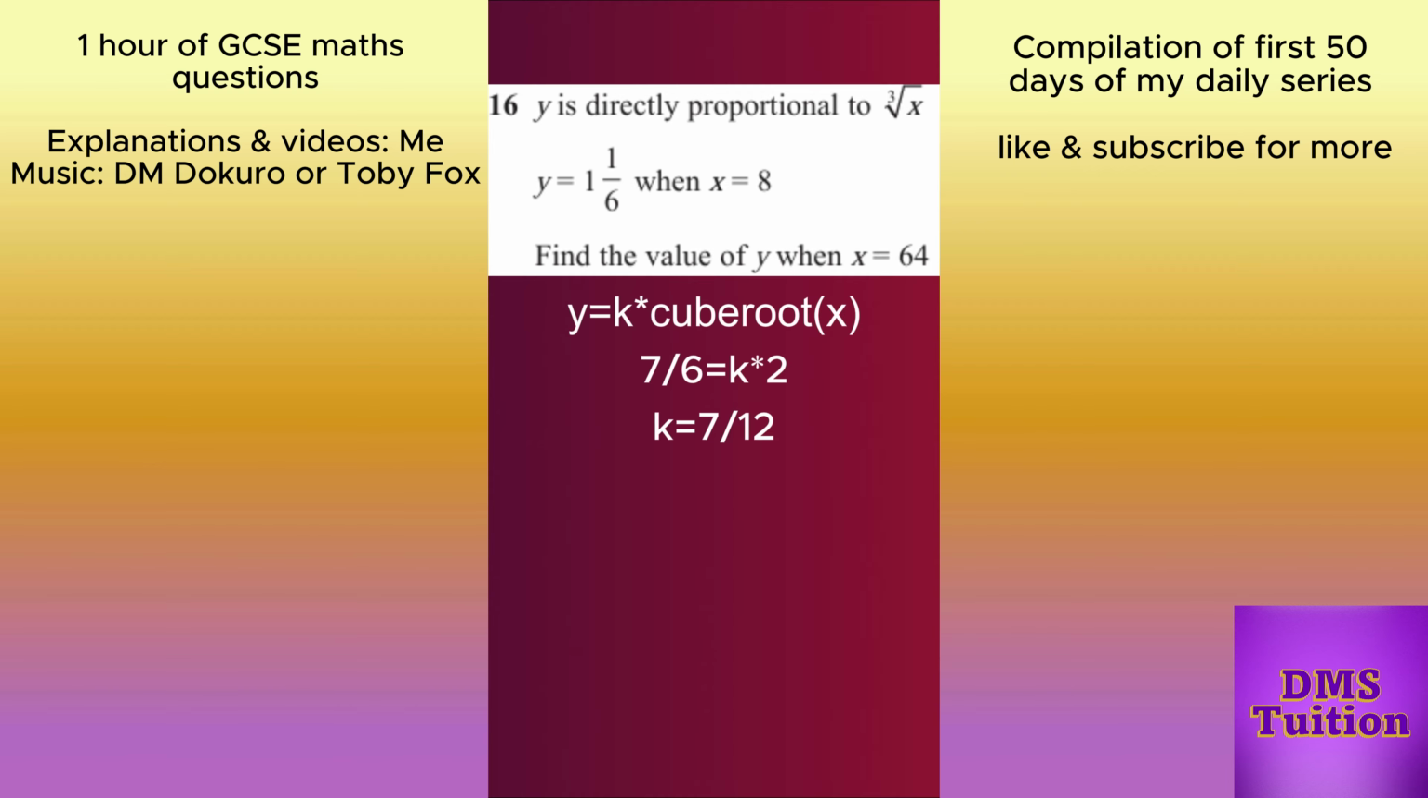That gives us a value of k being 7 over 12, and then to simply find out the value of y when x equals 64, we simply times k by the cube root of 64. So 7 over 12 times 4 equals 7 over 3. So the value of y when x equals 64 is 7 over 3.